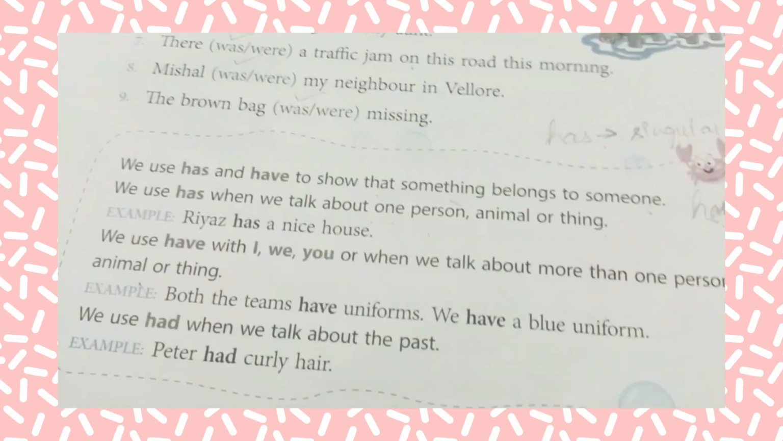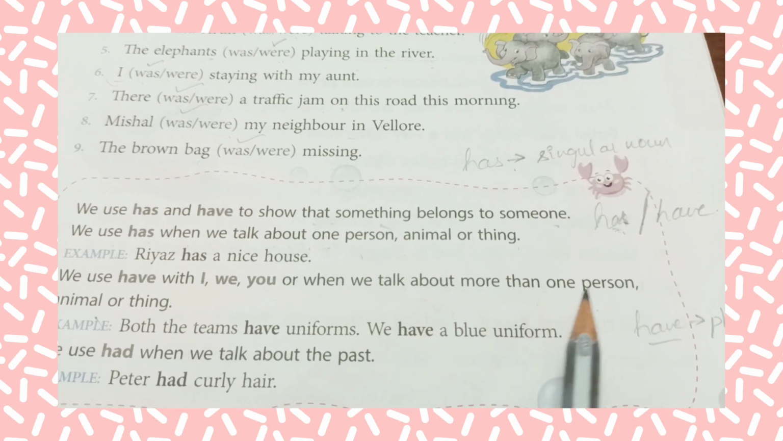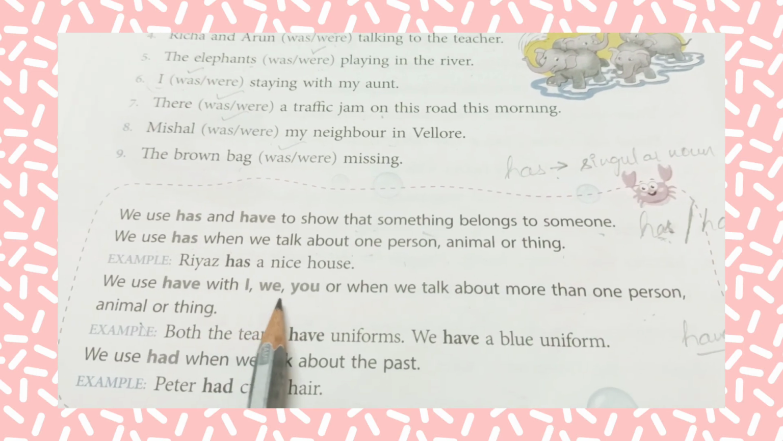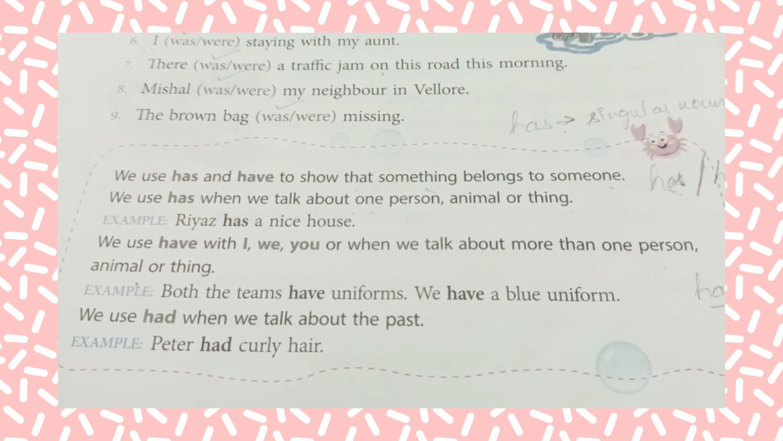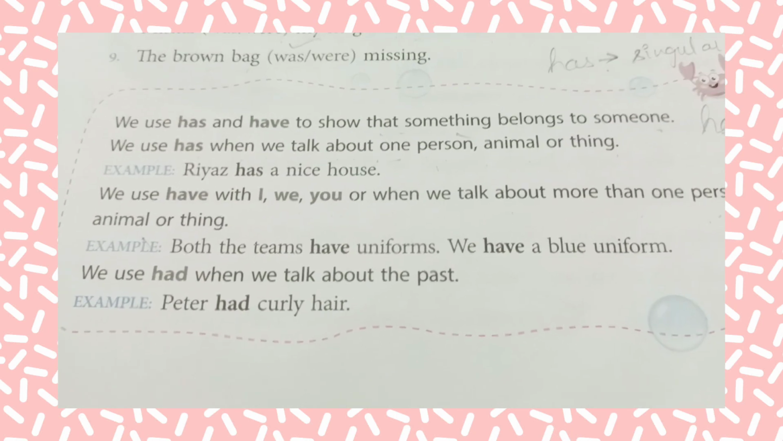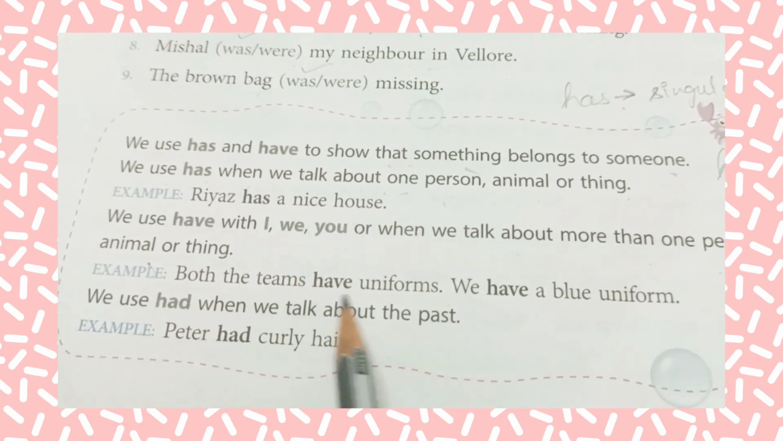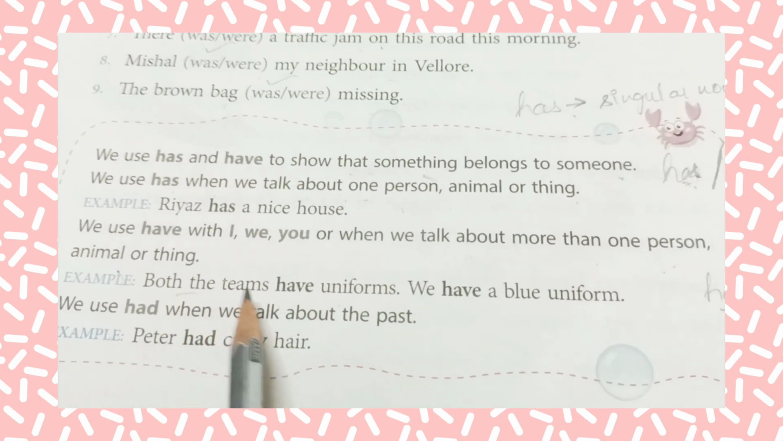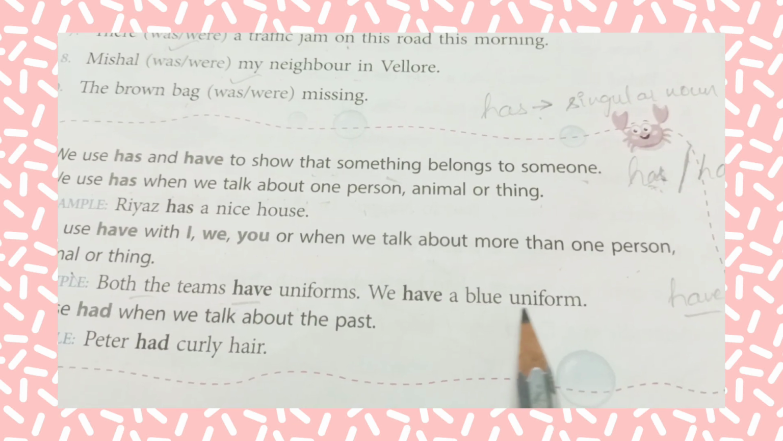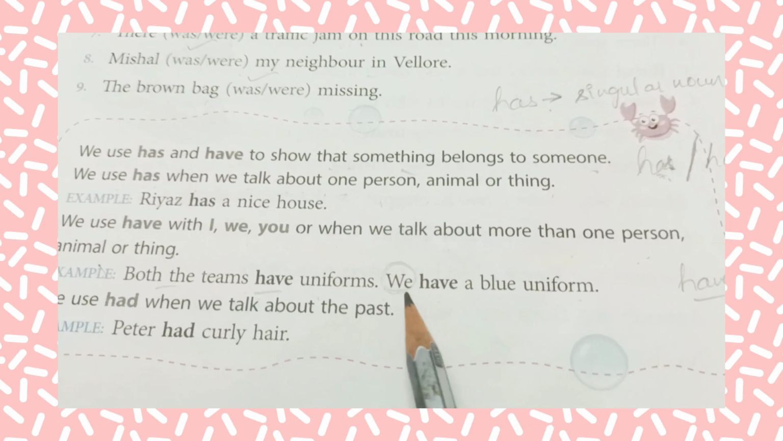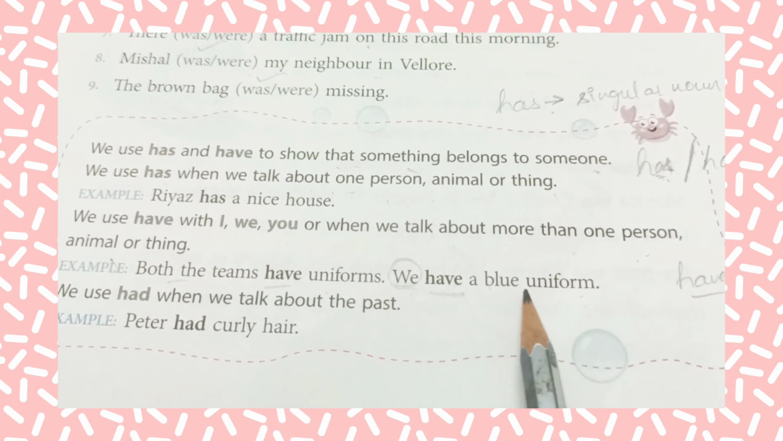We use have with I, we, you or when we talk about more than one person. If it is more than one person, we use have. Example, both the teams have uniforms. Here it is more than one noun. So we use here have. We have a blue uniform. We are talking about more than one noun. So we use here have.